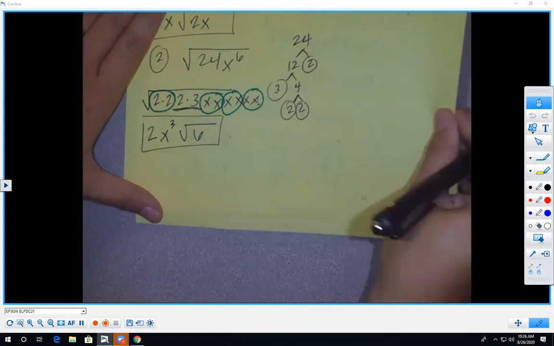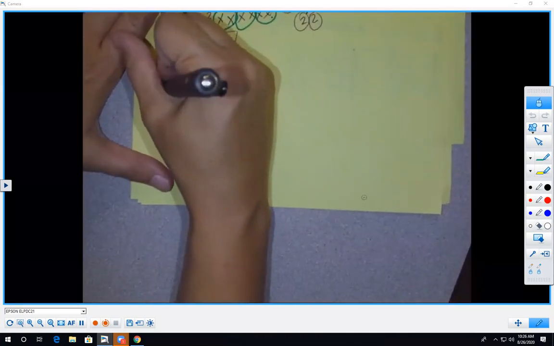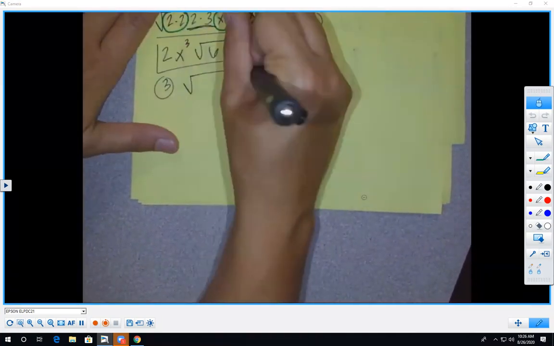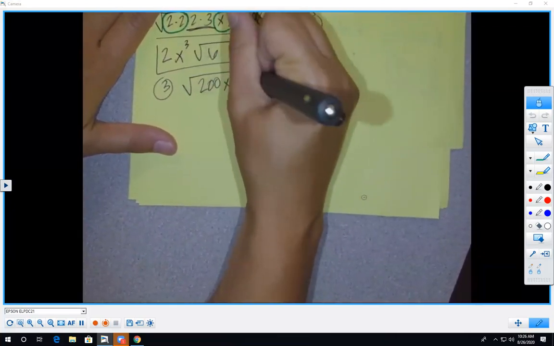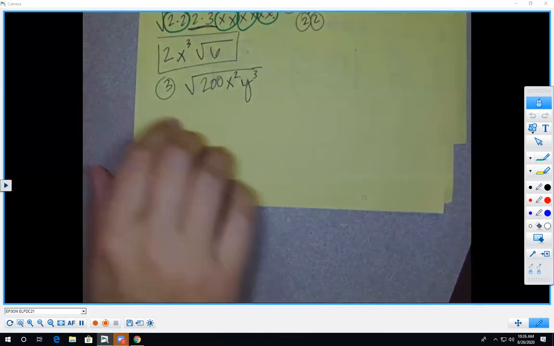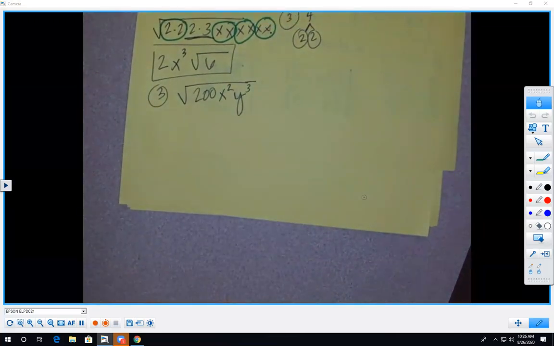Okay, do this one on your own. So you can do the whole thing. The square root of 200 x squared y to the 3rd. So take like a minute and a half and do that one. Break down 200, write out your x's and y's.